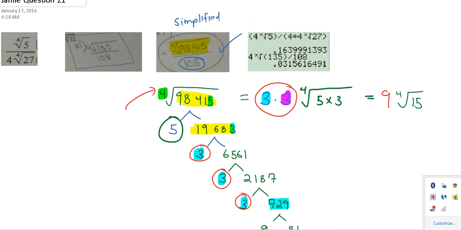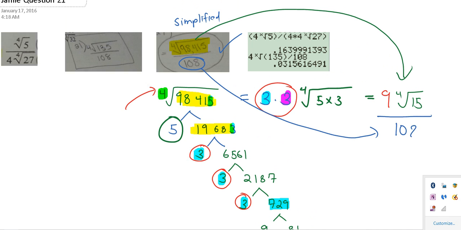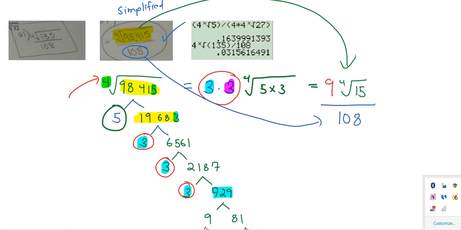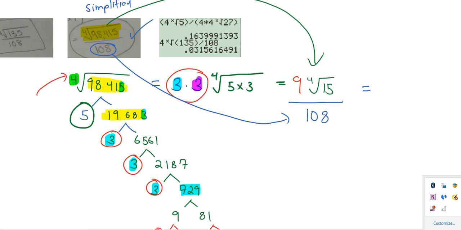So going back, you can simplify that into this, and then you just divide by the original 108. If you do that, this is a more simplified answer, and then you could finish off by simplifying the 9 and the 108, and that's going to be the 4th root of 15 divided by 12. If you want to simplify this to the very end, this would be an acceptable answer. And just give me one second, please.